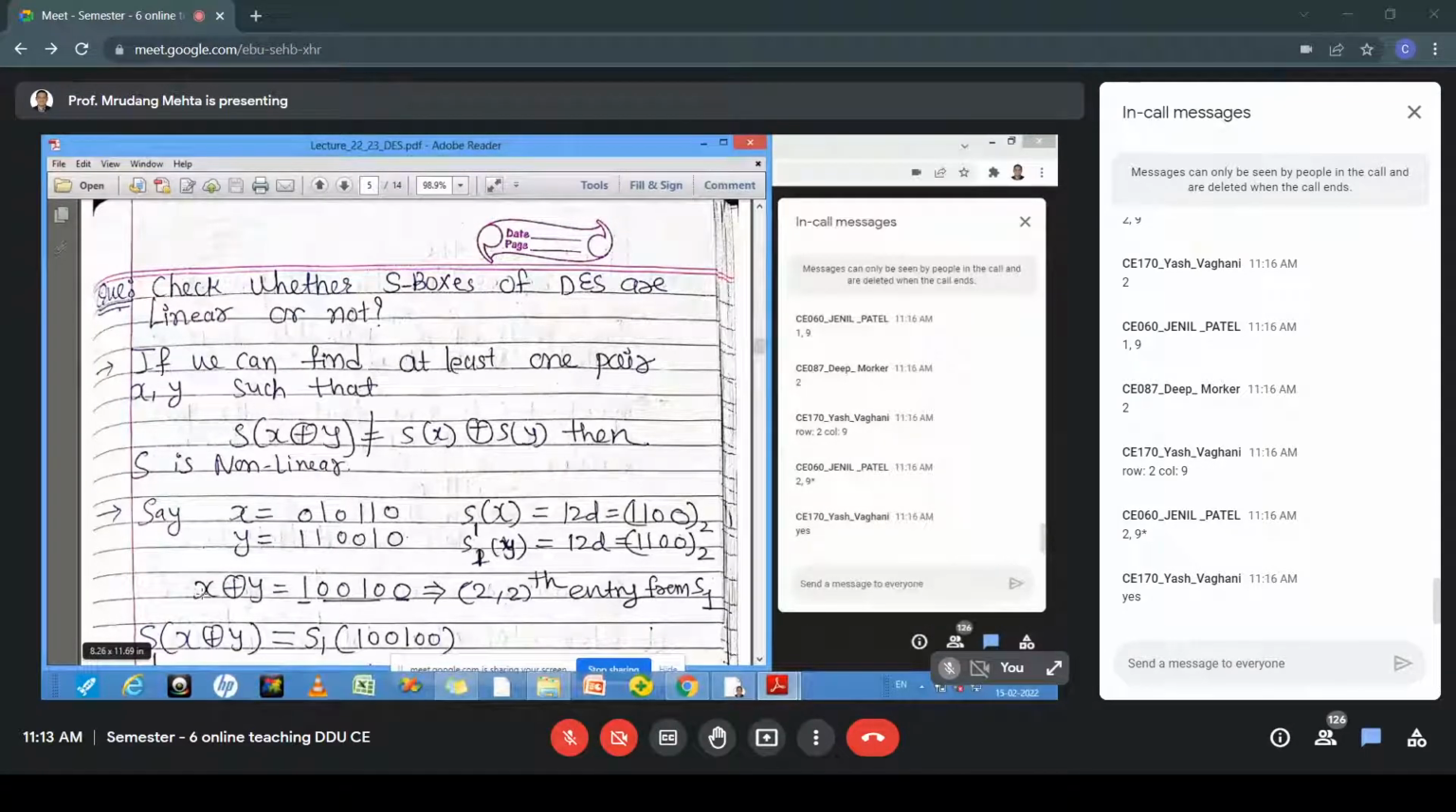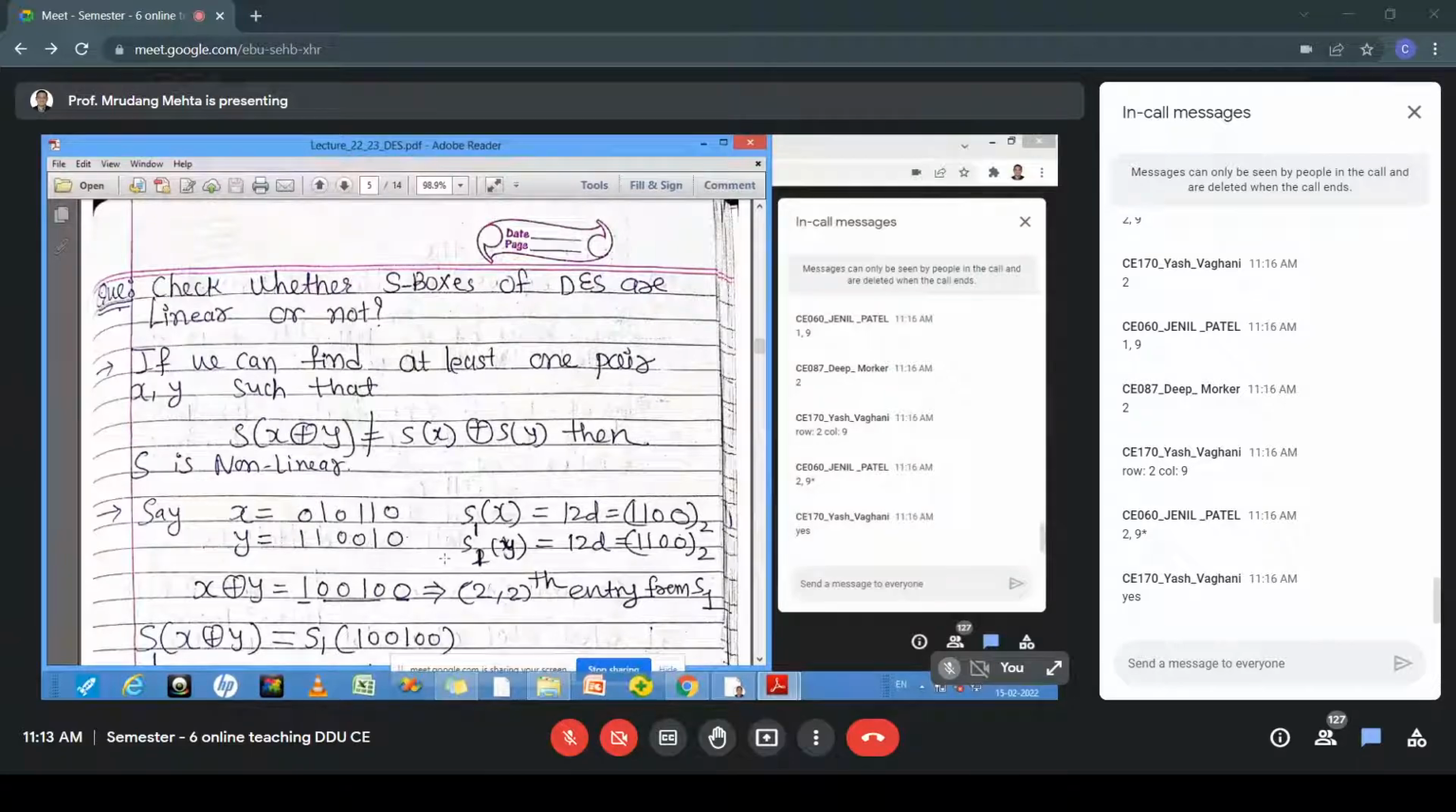So if we perform X XOR Y, then 0 XOR 0, that is 0. 1 XOR 1, that is 0. 1 XOR 0, that is 1. 0 XOR 0, that is 0. 1 XOR 1, that is 0. And 0 XOR 1, that is 1. So we have found 100100 as X XOR Y. Now this becomes our input and we want to find S1 of X XOR Y.